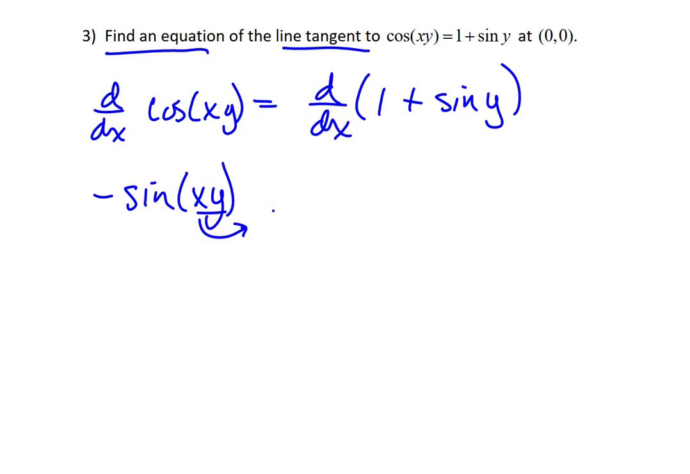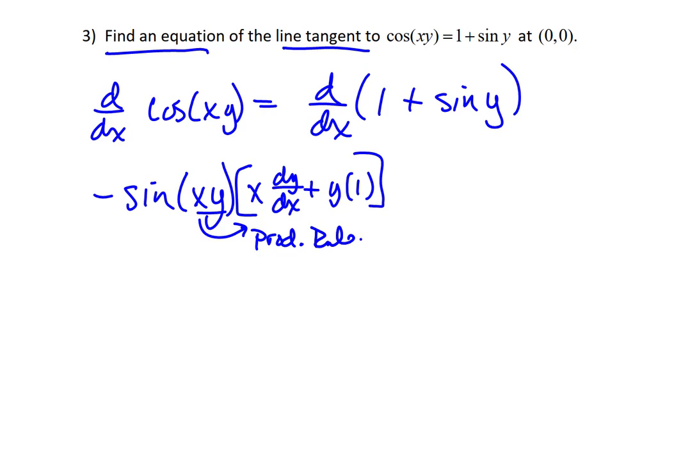So that inner function being xy is a product. So we're going to multiply it by, here we go, first, which is x, times d second, which is dy dx, the derivative of y with respect to x. There's first d second plus second, which is just the y, times the derivative of the first, which is just 1. Okay, there's a little product rule going on for us within this implicit differentiation here. Be careful of that. It's easy to miss that step.